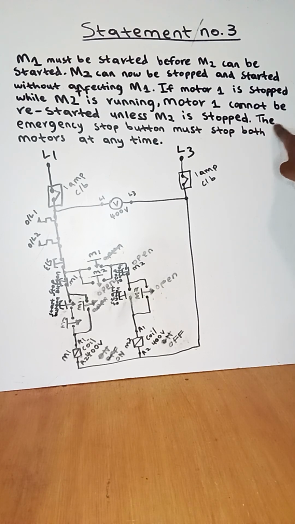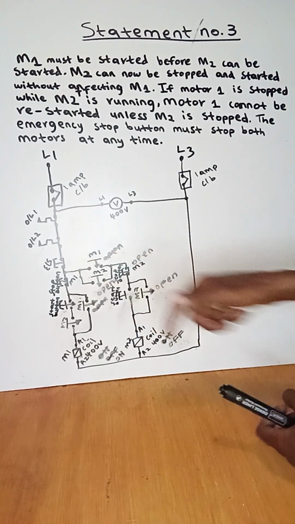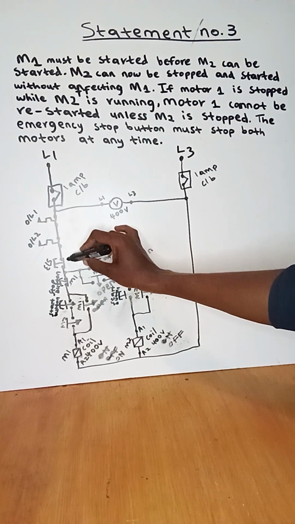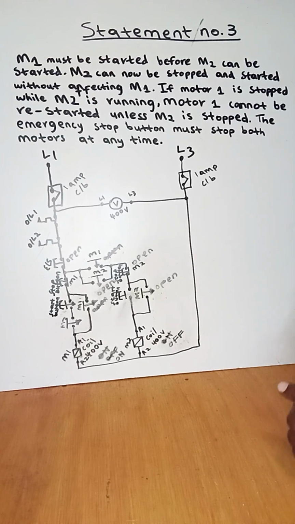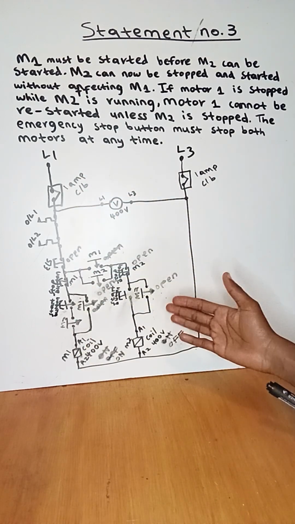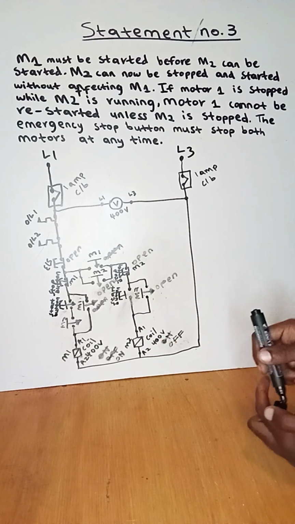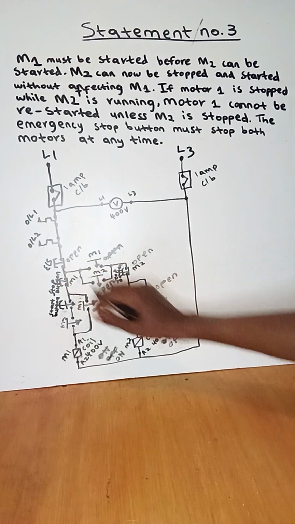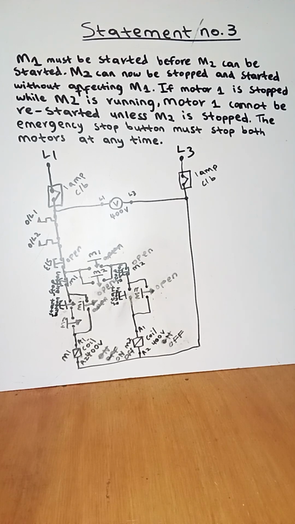So from the last statement, it says the emergency stop button must stop both motors at any time. Here's the emergency stop. When I push the emergency stop button, it will create open contacts, and everything after this emergency stop button will not get the live current from live 1, which means motor 1 and motor 2 will be off. Yeah, after the emergency stop, motor 1 and motor 2 will be off. This one was already off. Right, so that's it about statement number 3.